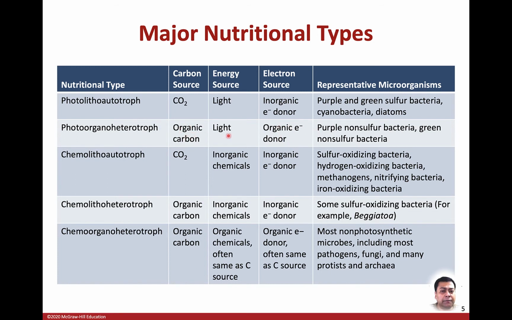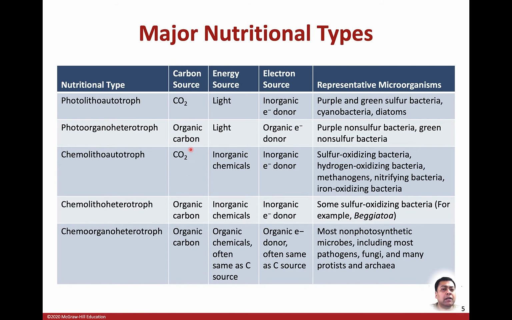This is a very specific group where you see the purple non-sulfur bacteria, green non-sulfur bacteria. These are mainly present in some of the polluted lakes or rivers, and you do not have too many examples of these organoheterotrophs, but there are some examples, as I said, in lakes and rivers containing high organic content material that can have these photoorganoheterotrophs.